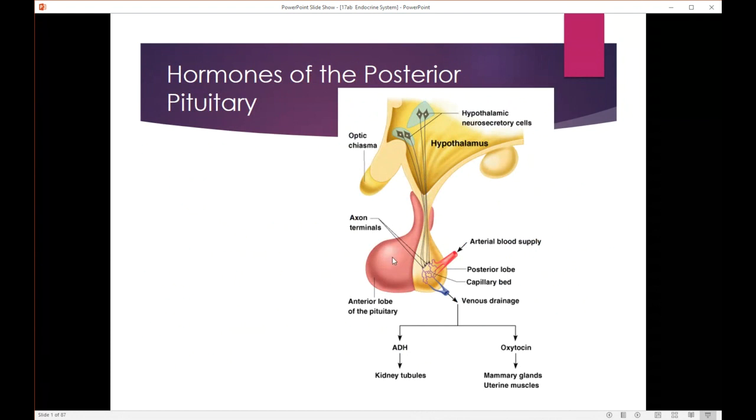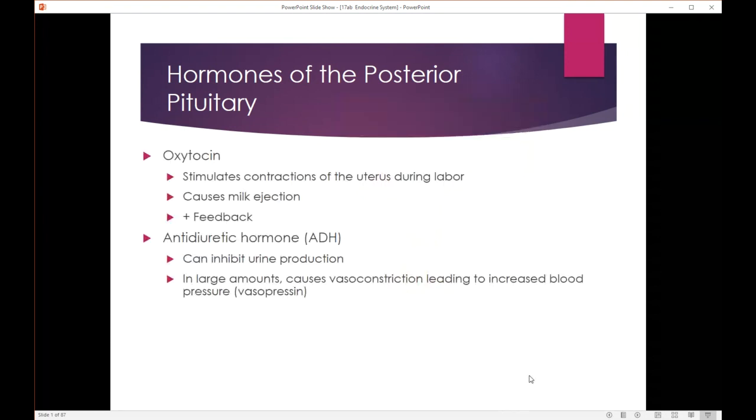Okay. So the hormones of the posterior pituitary, right here we have the ADH and the oxytocin. ADH is antidiuretic hormone. If you know what a diuretic is, a diuretic helps us to decrease our water retention, meaning that we would urinate more or let more out. Okay, so ADH, antidiuretic hormone, means that we are going to hold that water in at our kidney tubules. Okay, and then we have oxytocin, which acts on our mammary glands and our uterine muscles. So oxytocin, remember, it helps to stimulate the contractions of the uterus during labor, causes milk ejection, and it's a positive feedback. ADH can inhibit our urine production.